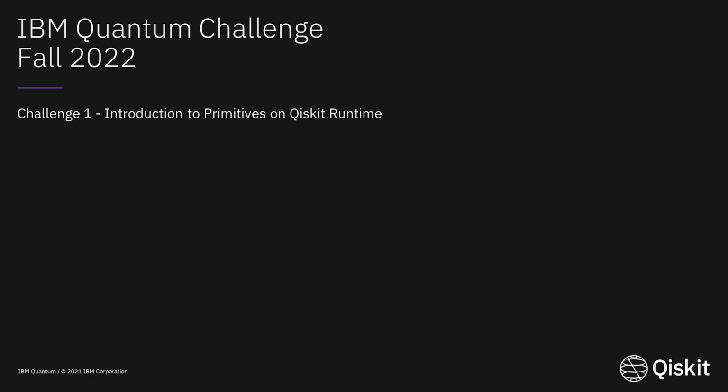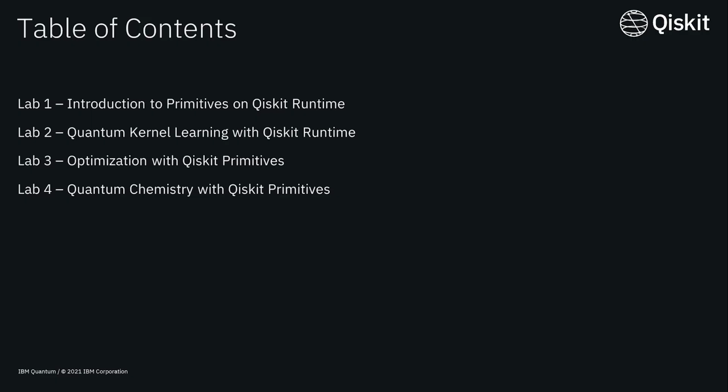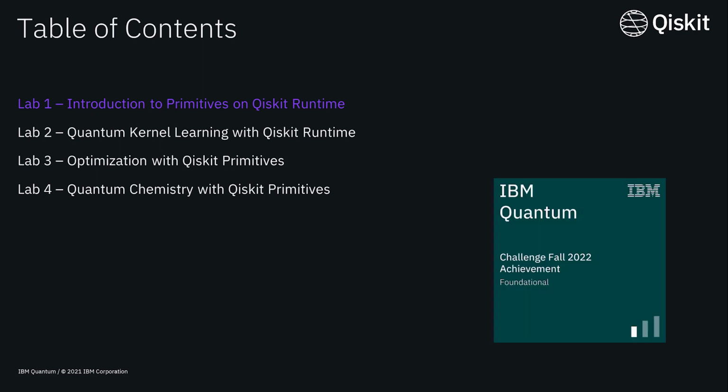Okay, this video is about IBM Quantum Challenge for 2022, Lab 1. Before I start, I want to briefly introduce that there are 4 labs in this IBM Quantum Challenge, and ultimately it is about error mitigation and Qiskit Runtime. Our Lab 1 is about introduction to primitive on Qiskit Runtime. If you successfully complete this lab, you can receive Foundation badge to show your achievement to others.